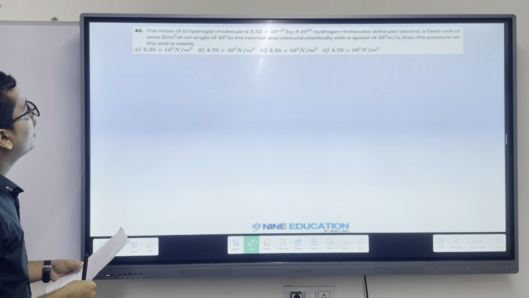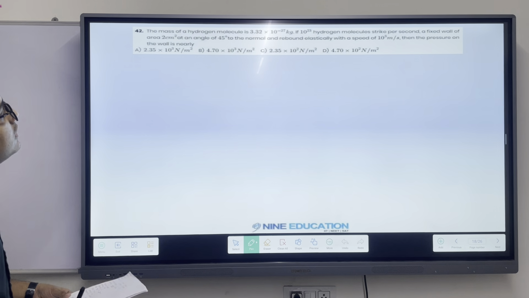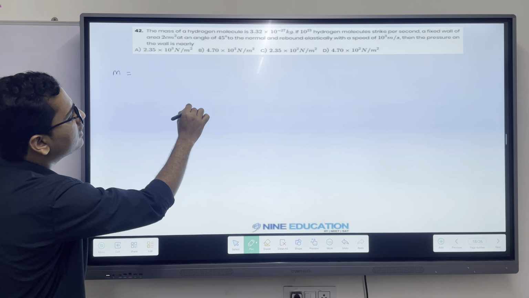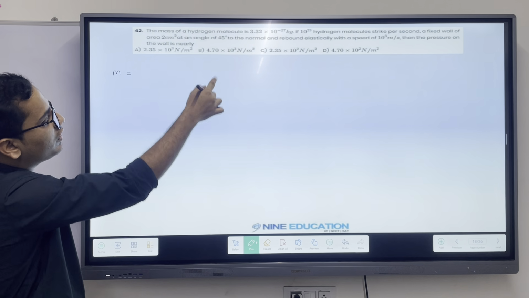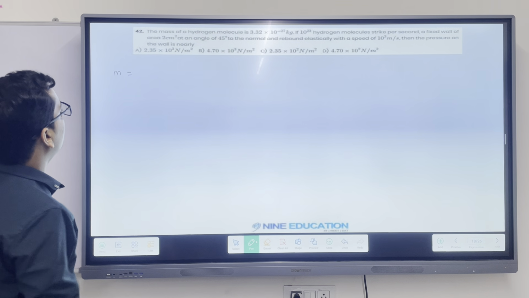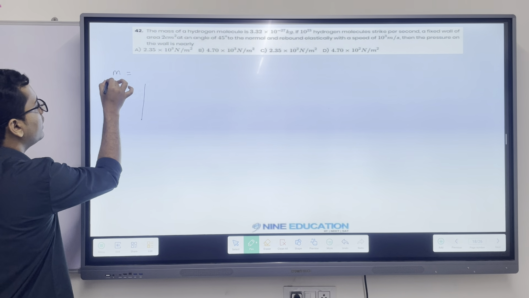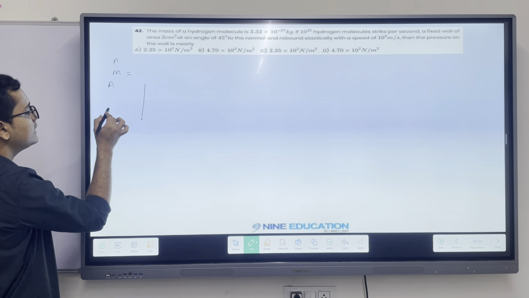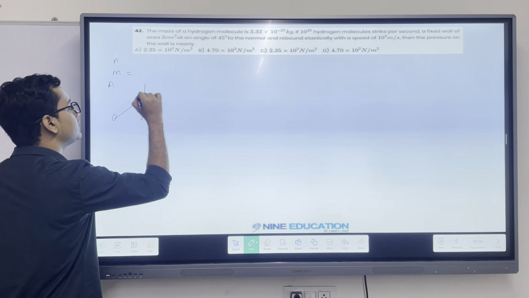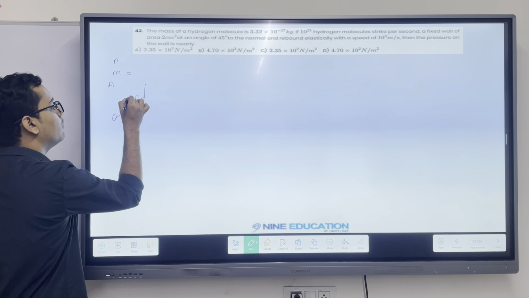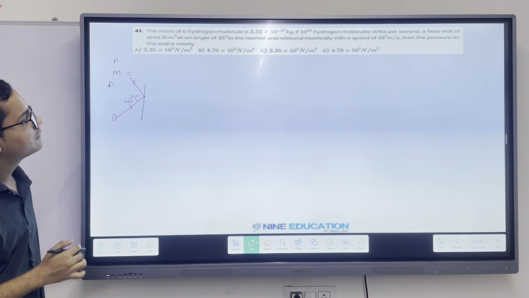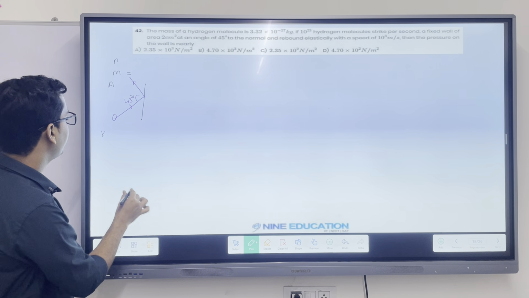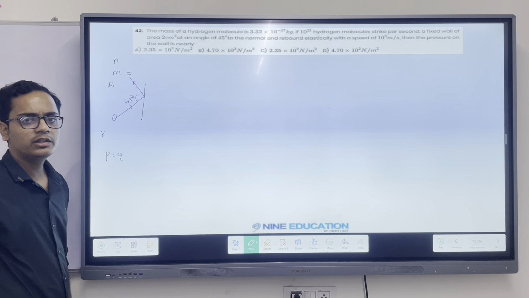Next one. The mass of a hydrogen gas molecule is given to you. 10 power 23 hydrogen molecules per second strike a fixed wall. Area is given. A 45 degrees angle is given. So let's say this is the hydrogen molecule. It strikes at 45 degrees and it will go like this. It rebounds elastically. Speed is also given to you. You have to find the pressure on the wall. How do you find the pressure on the wall?